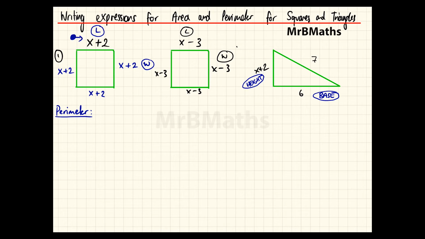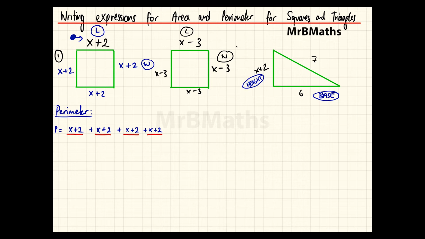So if I'm going to start here, I'm going to write P equals x plus 2 plus x plus 2 plus x plus 2 plus x plus 2. Now we know a square has 4 sides, so just to show you, 1 side, 2 side, 3 side, 4.